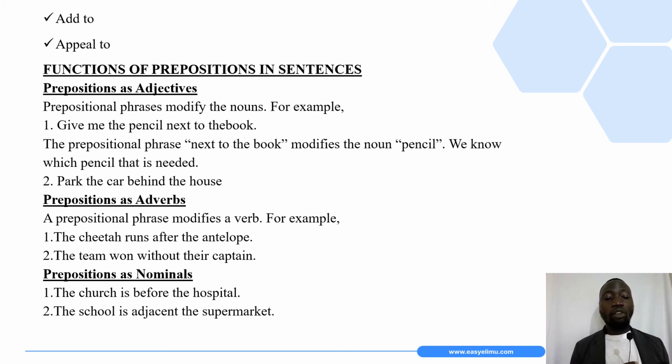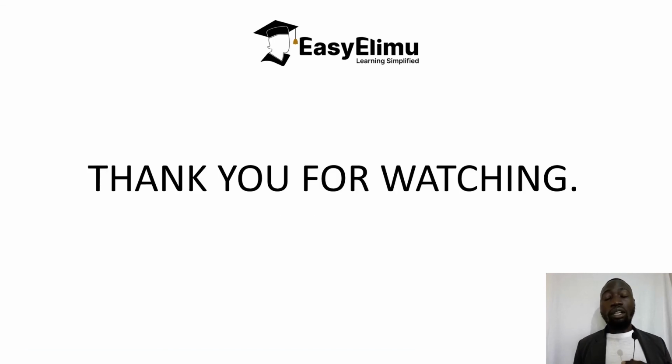So lastly, we can have prepositions functioning as nominals. And to illustrate that, consider the two examples that we have. The first example, the church is before the hospital. And the second example, the school is adjacent to the supermarket.